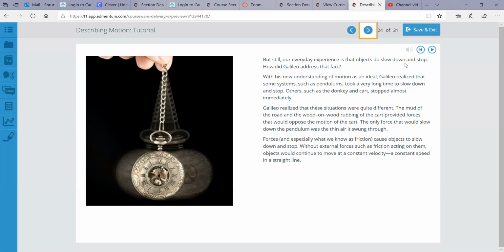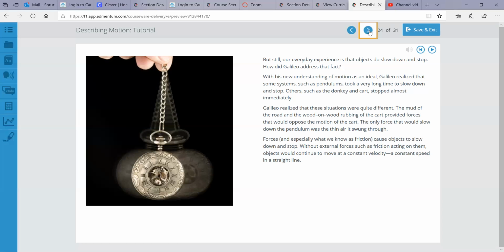The mud of the road and the wood on wood rubbing of the cart provided forces that would oppose the motion of the cart. The only force that would slow down the pendulum was the thin air it swung through. So forces, and especially what we know now is friction, cause objects to slow down and stop. Without external forces, such as friction, objects would continue to move at a constant velocity, a constant speed in a straight line.